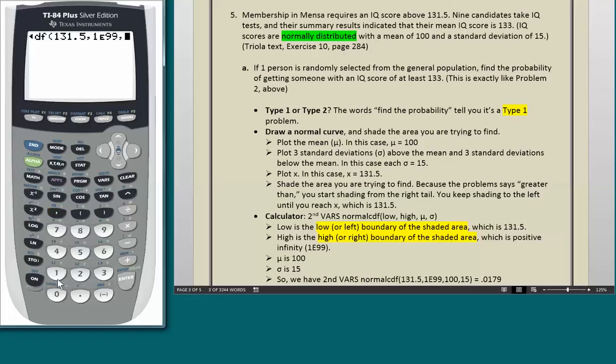Mu, the mean, is 100. Sigma, the standard deviation, is 15. Close the parentheses, hit enter, and the answer is 0.0179, and there you see it. Low, high, mu, and sigma, and there's the answer, 0.0179.